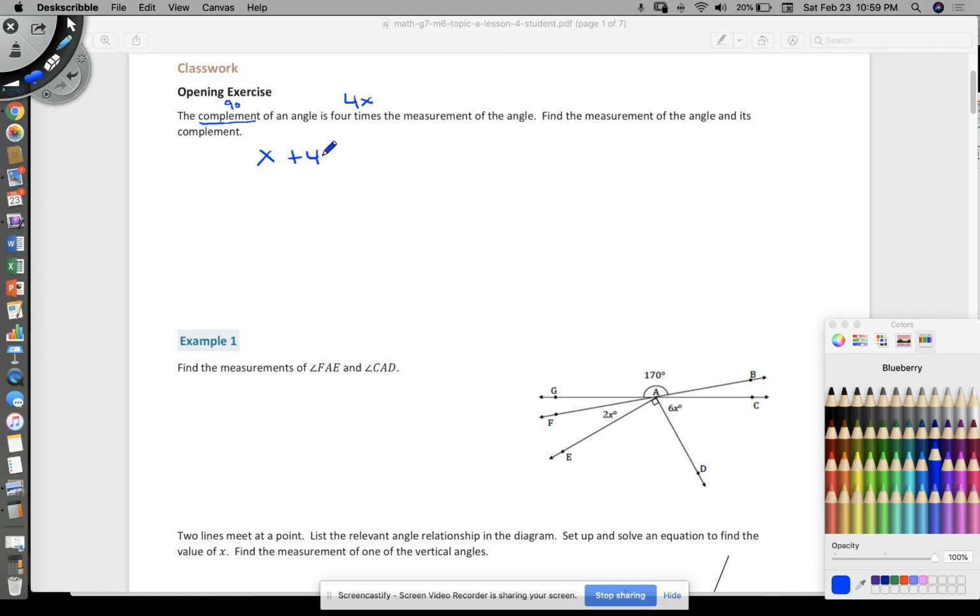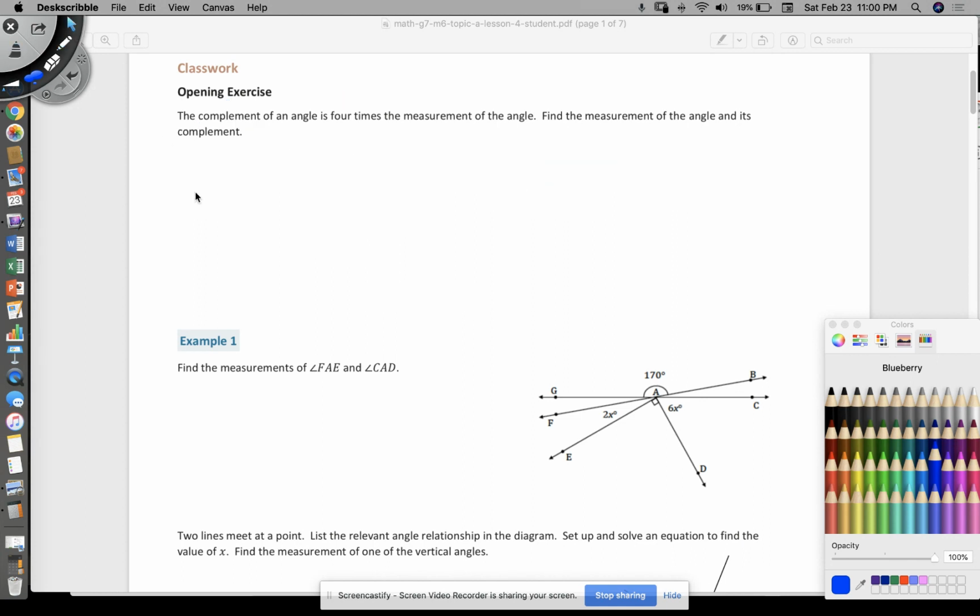Now if I add those two together, they have to be complementary, which means they add to 90 degrees. So x plus 4x gives me 5x equals 90. Divide by 5, and x equals 18. So one angle measure is 18, so we can call this angle 1. Angle 2 is 4 times bigger, so 4 times 18, which gives me 72. So the second one is 72 degrees. And there's your answer.